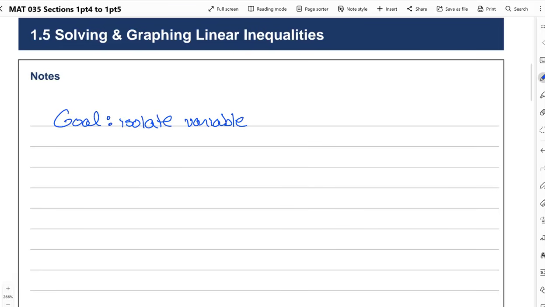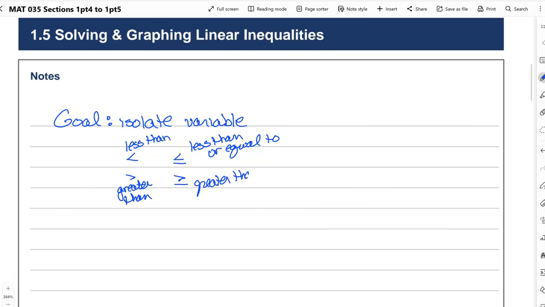We're going to think about that inequality. And when we talk about inequality, we're going to see these signs. So we have less than, and then we have less than or equal to, and then we have greater than, and then we have greater than or equal to.